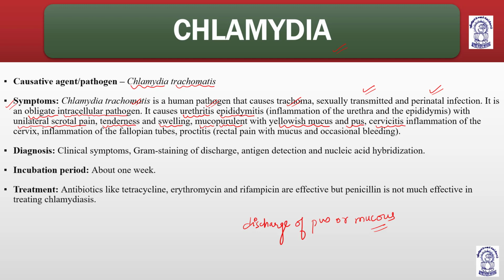Cervicitis is the inflammation of the cervix, and there can be inflammation of the fallopian tubes as well. Proctitis means pain in the rectum with mucus and occasional bleeding. So these are different symptoms which can be seen in Chlamydia trachomatis infection, especially involving the genital and urogenital tract.